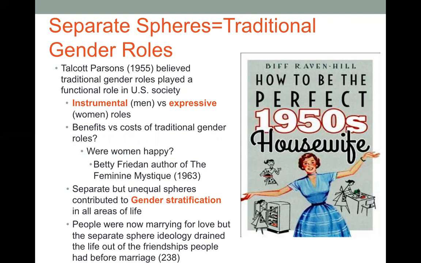And women have expressive roles, meaning they are making people in their lives feel good. They're taking care of them. They're raising children. They're making private homes livable and beautiful and comfortable for the men. And he was like, by allowing men to focus on their instrumental roles and women to focus on their expressive roles, this allows for smooth functioning in society because men aren't having to worry about doing the expressive things. Women don't have to worry about doing the instrumental things. And doesn't this sound just good for everyone?